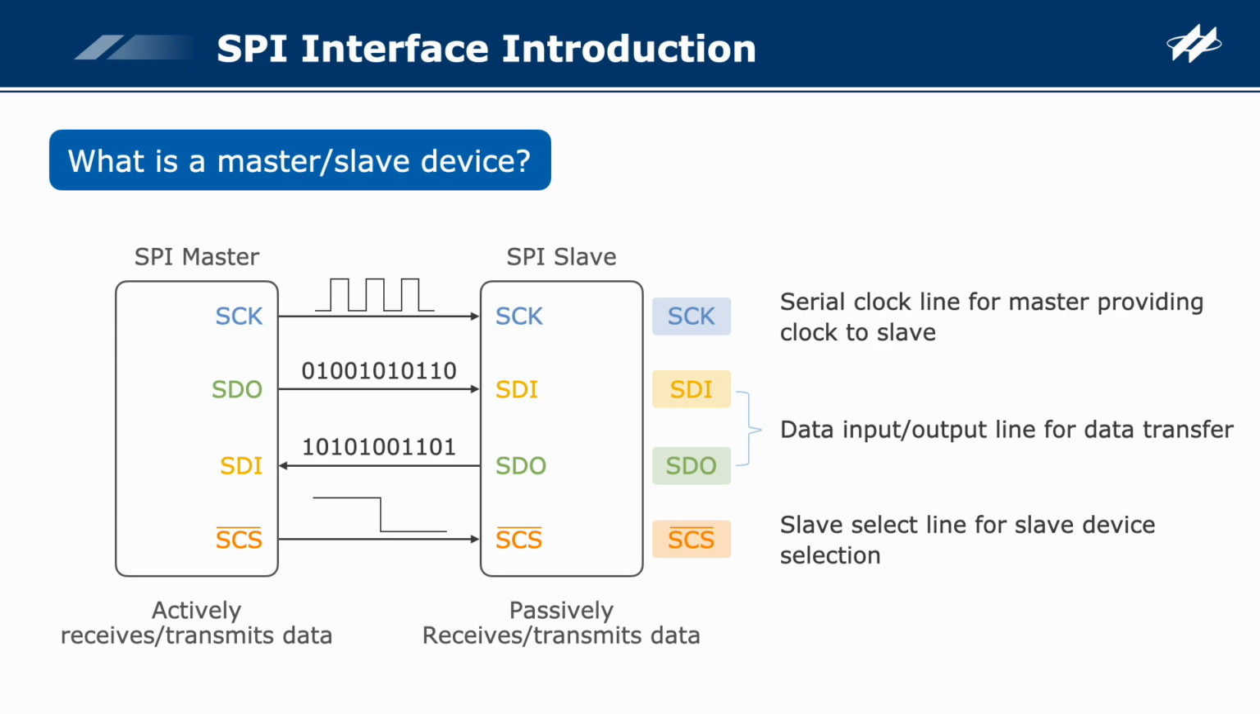When the master wants to communicate with a certain slave device, it first needs to pull low the chip select pin of the slave device.